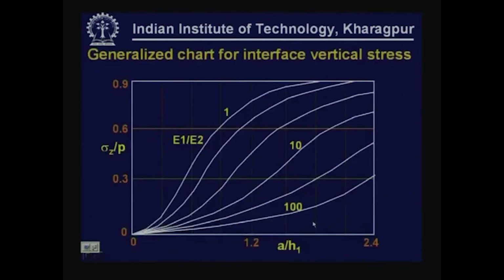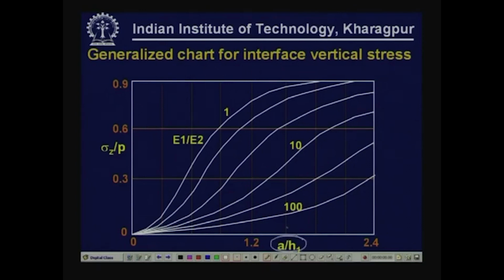A more generalized chart for determining the interface vertical stress is given in this chart, where A by H1, A is the radius of load contact area, H1 is the thickness of the pavement, that is the first layer. So, if you know the thickness of the pavement layer and also the ratio of E1 by E2, we can find out sigma Z.